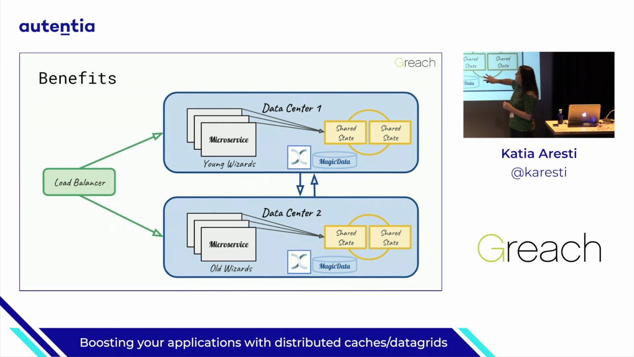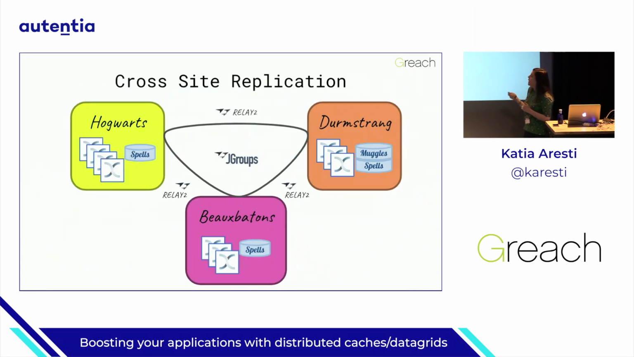And yes, data is going to be separated, but they are going to communicate with each other and back up the data in the other data center. And that's very interesting because if I lose one of the data centers, and that will happen maybe one day, we can rebalance all the young wizards to data center number 2 and use the backup data until we restore data center number 1. And that's done with cross-site replication.